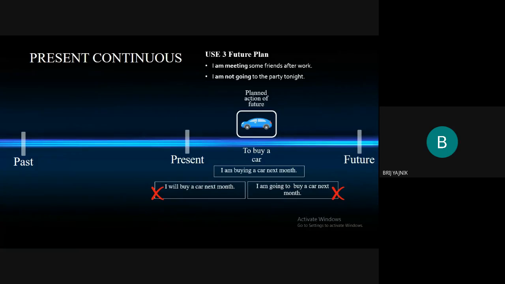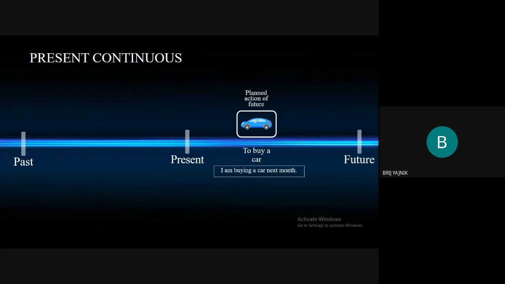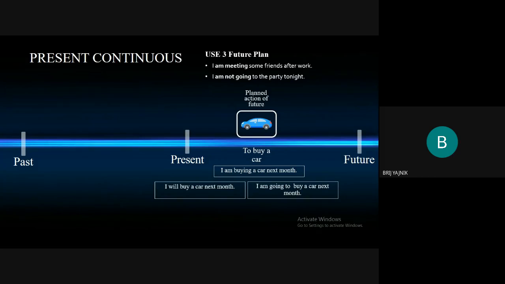Will means to take a decision, right? So if you think that will means only probability, no, will in this case is a decision. So when you say I will buy a car, well, that's your decision. And you know what? You make decisions only once. You cannot keep on making it every time when people ask you about your plans. So future plans, present continuous.